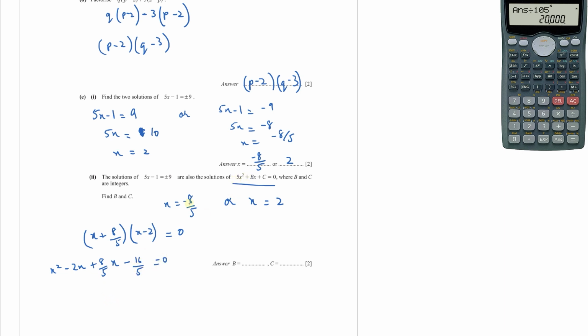Now here I have 5x square, here I have x square, so I can simply multiply this equation with 5. So I will get 5x square, this will be minus 10x. These 5 will cancel out in the denominator, so I'll be left with plus 8x, and this 5 will also cancel with the 5 in the numerator that I'm multiplying, so this will be minus 16 equals 0. So this will be 5x square minus 10 plus 8 will be minus 2x minus 16 equals 0. Now I can compare it directly. 5x square, bx, so b will be minus 2 and minus 16 will be the value of c.